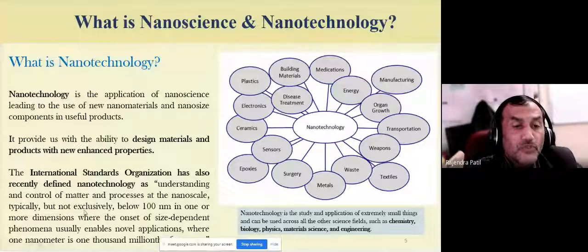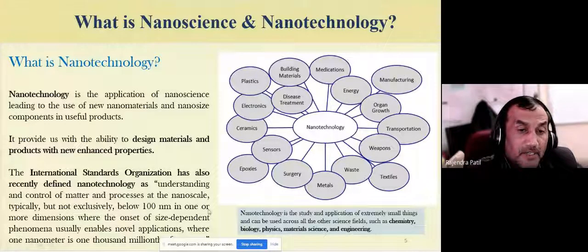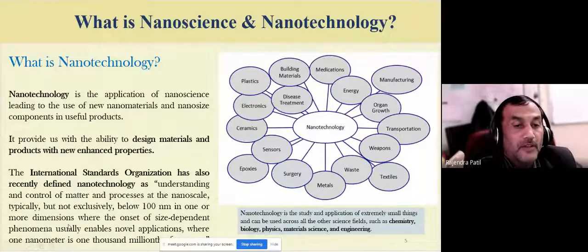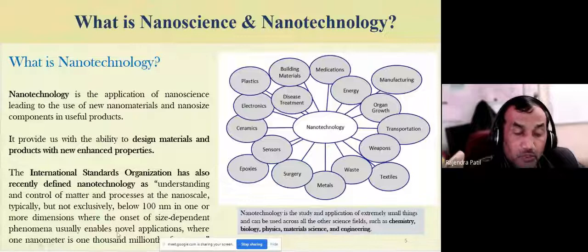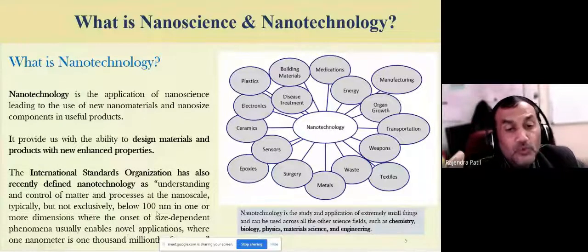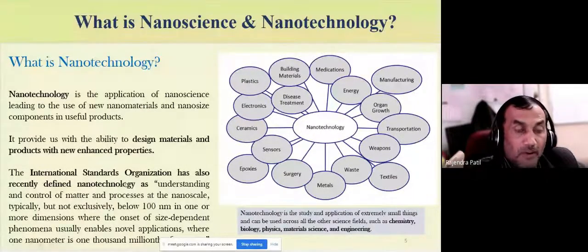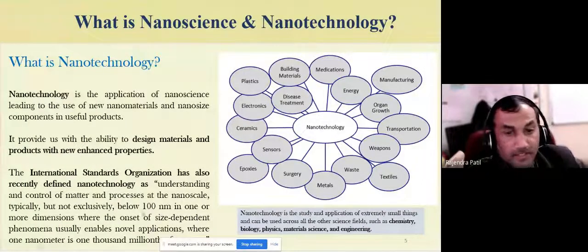not exclusively below 100 nanometers in one or more dimensions, where the onset of size-dependent phenomena, that is, reduction of that matter to 1/100 of its size, usually enables novel applications for that matter. And that is the standard definition of the nanomaterial. So that's what the things are.